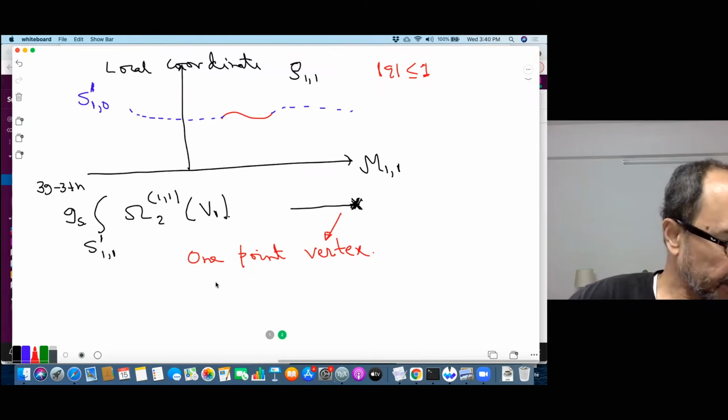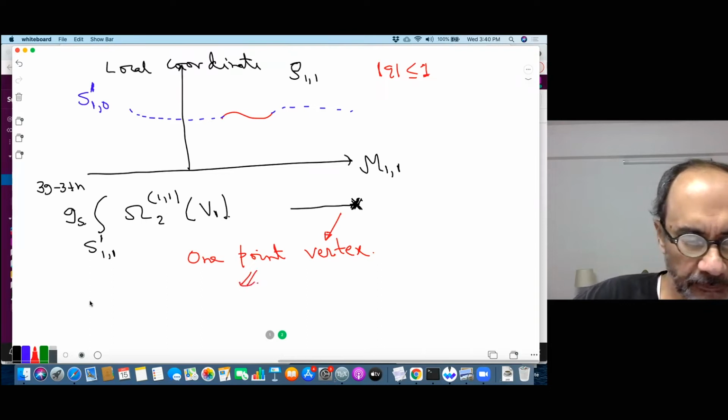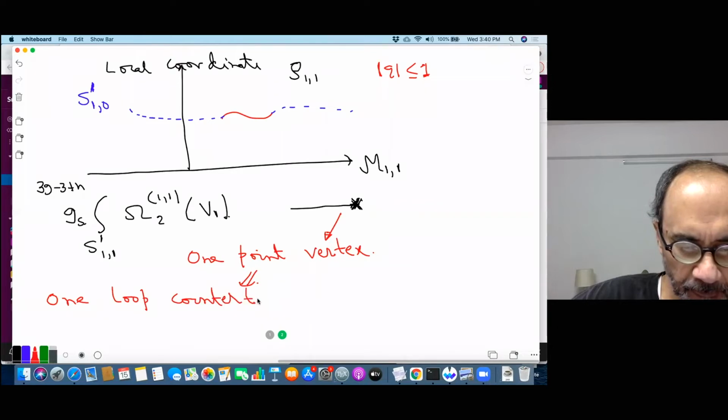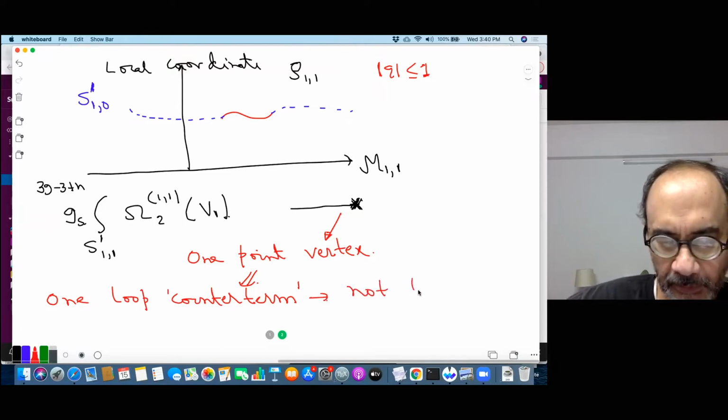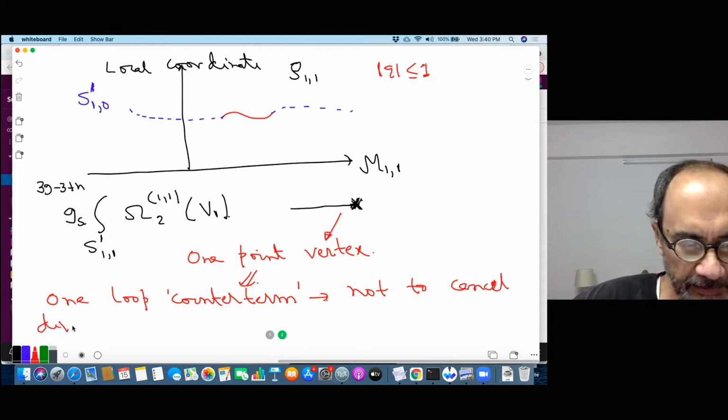And its interpretation is that you can think of this as a one loop counter term. A counter term is something that you are familiar with from quantum field theory. But normally in quantum field theory, the counter terms are added to remove divergences. Here, this has quite a different purpose. So this is added not to cancel divergences, because it's finite actually, but for gauge invariance.